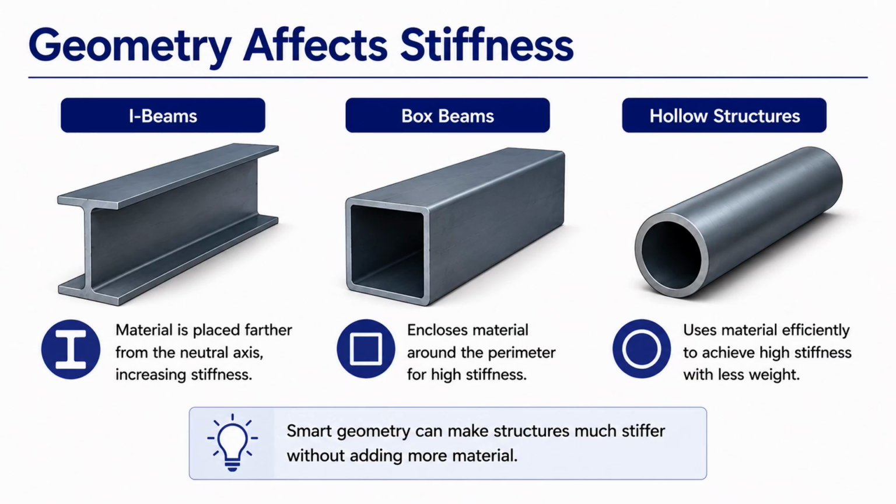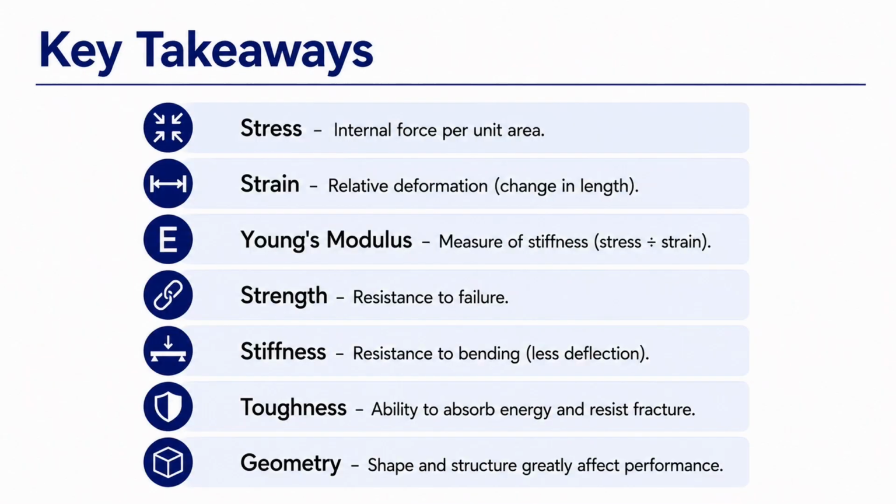A structure's shape can be just as important as the material from which it is made. Engineers often increase stiffness by placing materials farther from the neutral axis. This is why I-beams, box beams, and hollow tubes are commonly used in bridges, buildings, aircraft, and vehicles. Smart geometry can dramatically improve performance without increasing the amount of material used.